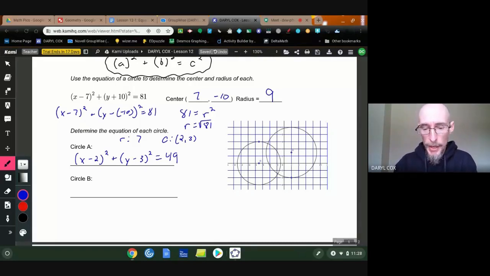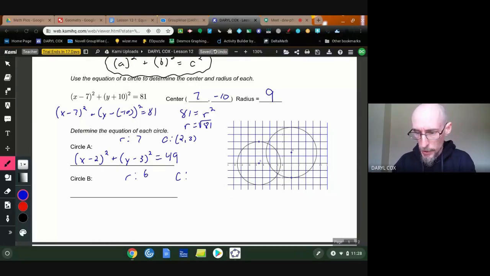So the first question is asking you, what's the radius? And what's the center? That's the first thing you need to find, right? So my radius, let me get my counter here. It's going to be 1, 2, 3, 4, 5, 6. So a radius of 6.